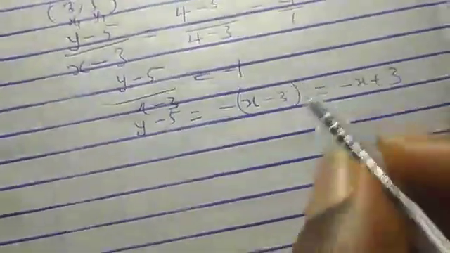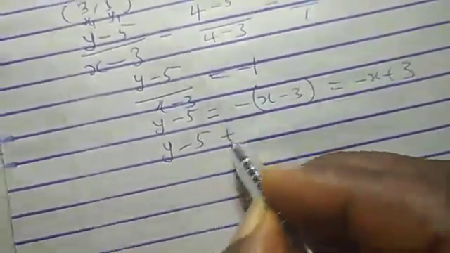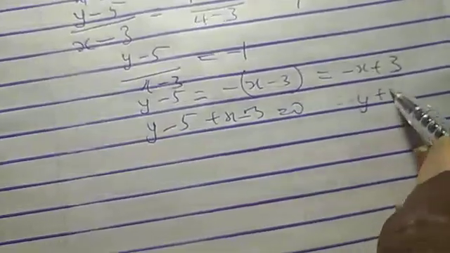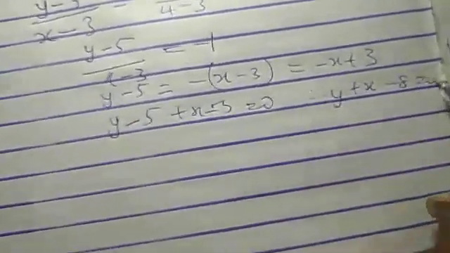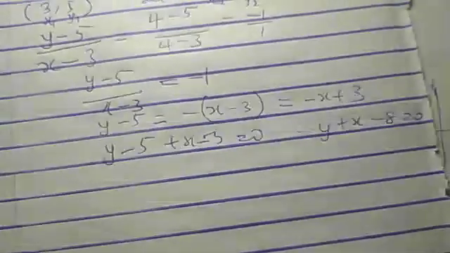If you expand the bracket and bring all this in, we have plus x minus 3. Finally, there we have y plus x minus 8 is equal to 0. So that is the equation of the line.